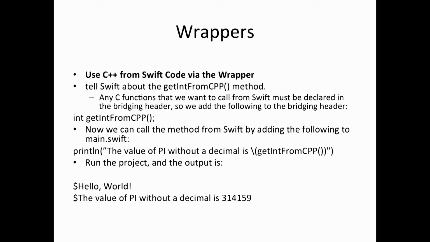So you use C++ from Swift code now via the wrapper. Any C functions you want to call must be declared in the bridging header. So the bridging header, as I mentioned up there, is int, get int from CPP, print line. So this is just the Swift code afterwards. Run the project, and the project comes out with hello world. The value of pi without a decimal is 314159. And that was the value I put into the program previously.